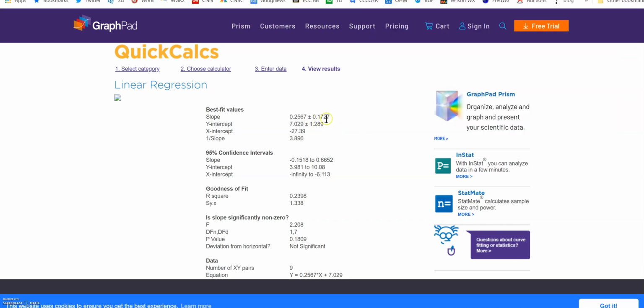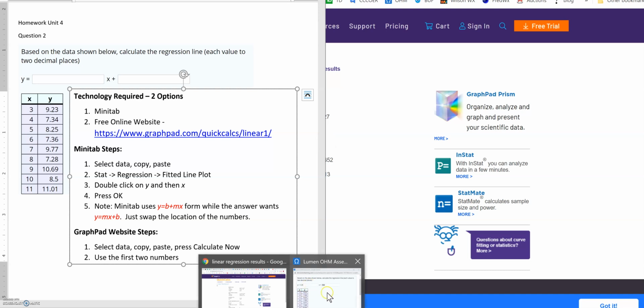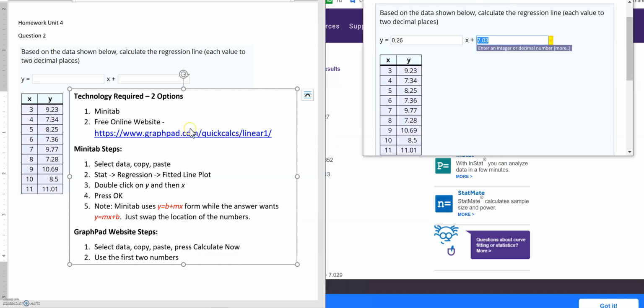We don't go far enough in this class to actually talk about what this plus or minus is, but it's a confidence interval, which we'll learn later in this course. But we really don't analyze that in terms of lines and such. Alright, so I hope this video helps you with answering this question and makes it simple so that you don't technically have to have Minitab installed at home. Alright, good luck.